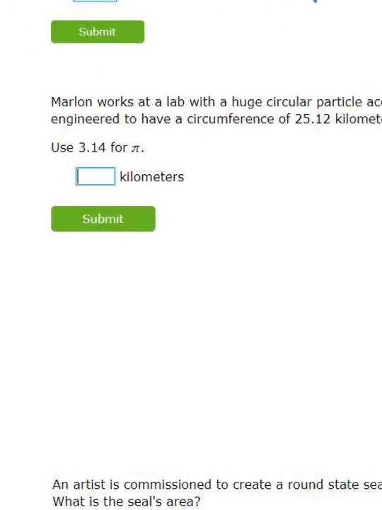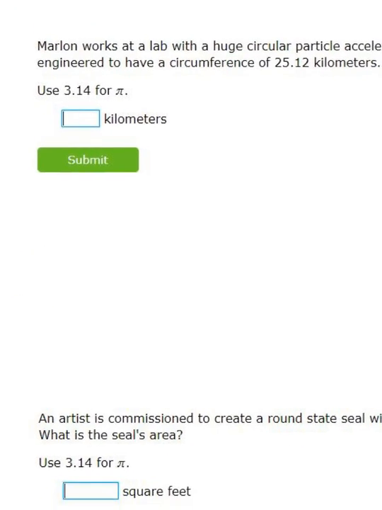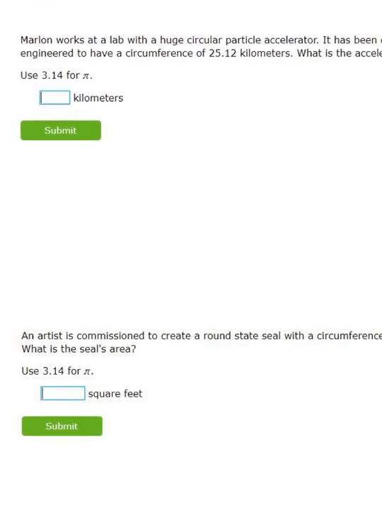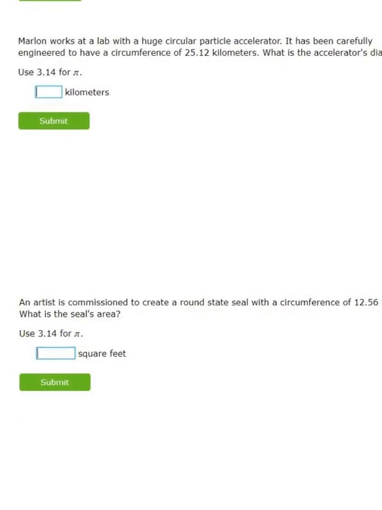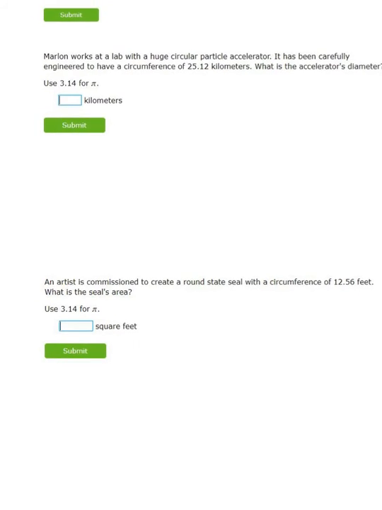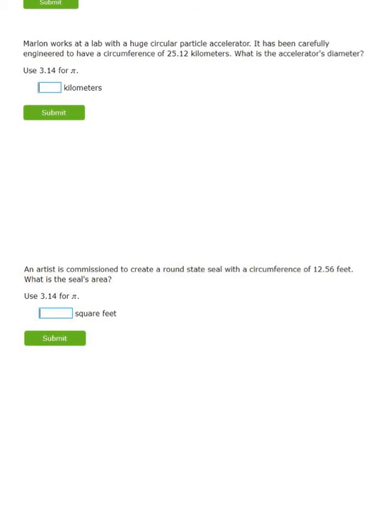Okay. Sometimes you have a problem without a picture, and that can be a little bit scary, but it's really just the same question. It's saying Marlon works at a lab with a huge circular particle accelerator. It has been carefully engineered to have a circumference of 25.12 kilometers. What is the accelerator's diameter?